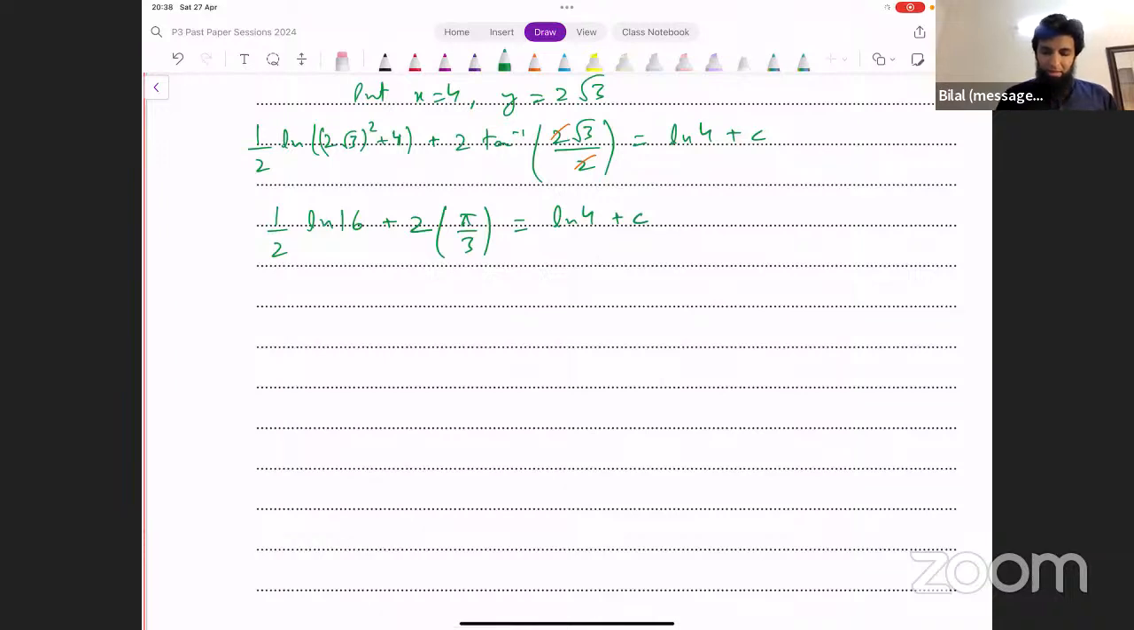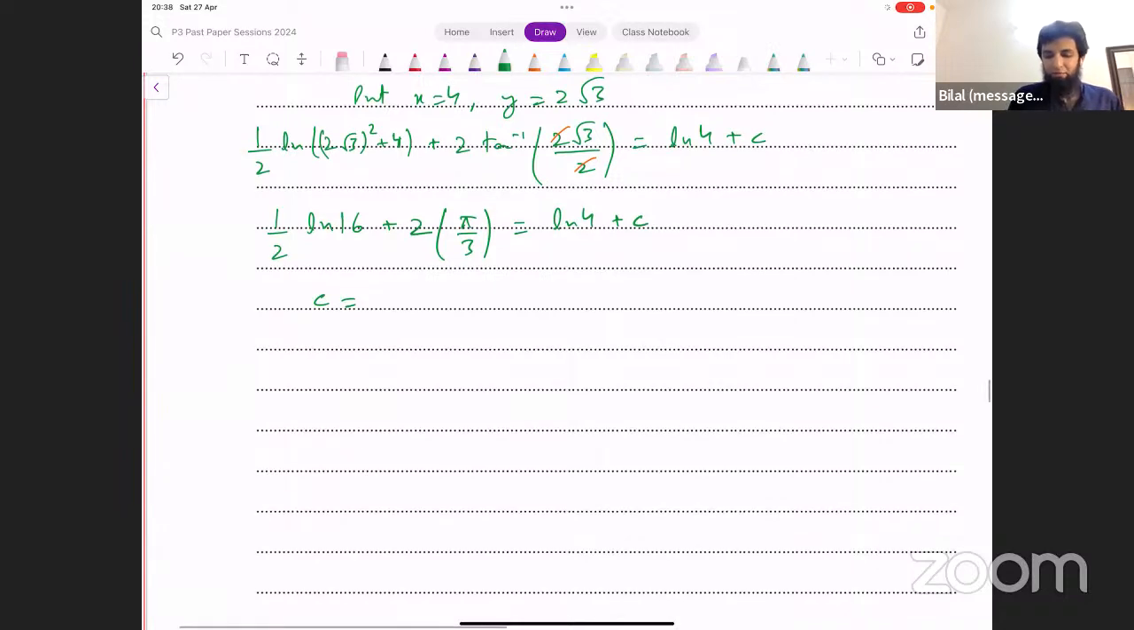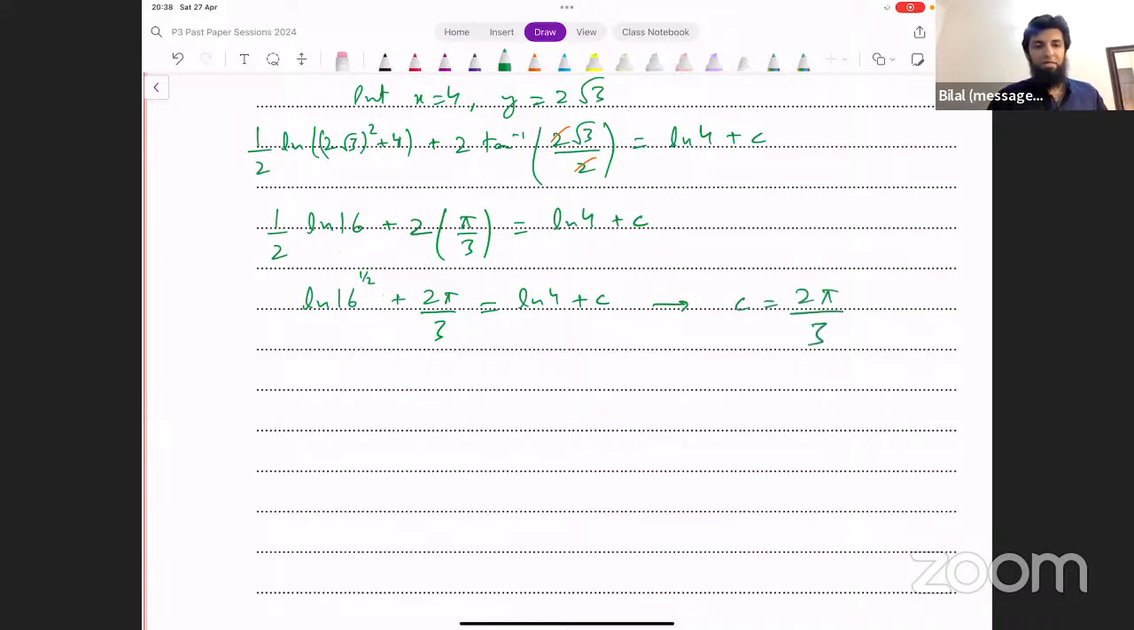Okay. And from that we get c equal to ln 4. If you think about it, this can actually be written as ln of 4 as well. 1 over 2, this can go as power here. So it becomes ln of 16 power 1 over 2 plus 2 pi over 3 equals ln 4 plus c. This is also ln 4, this is also ln 4, and that gives us c equal to 2 pi over 3. All right, so we've got the value of c from that.